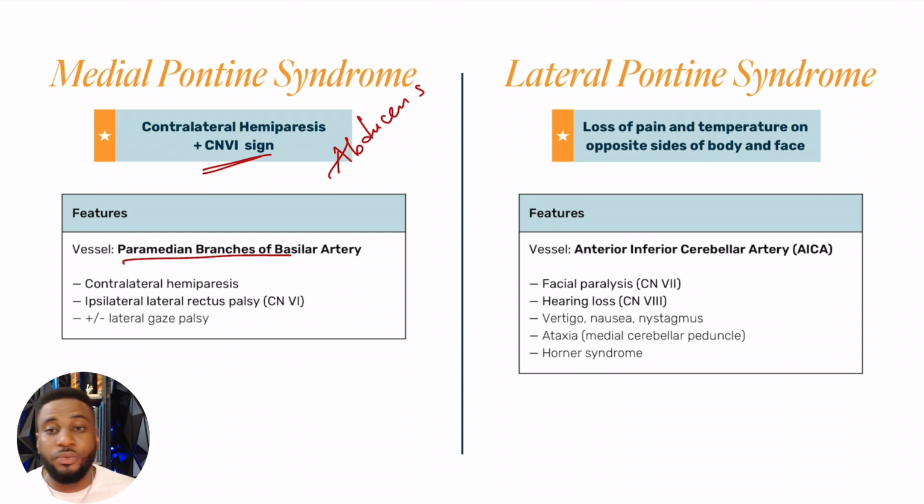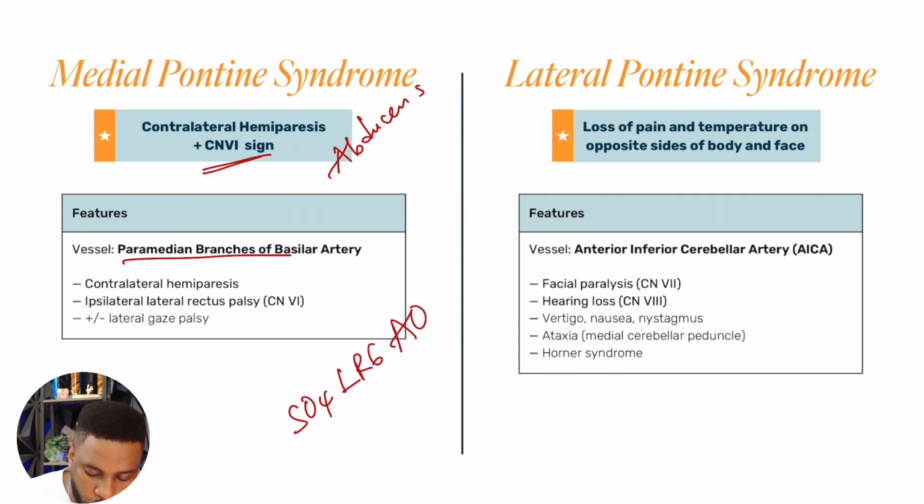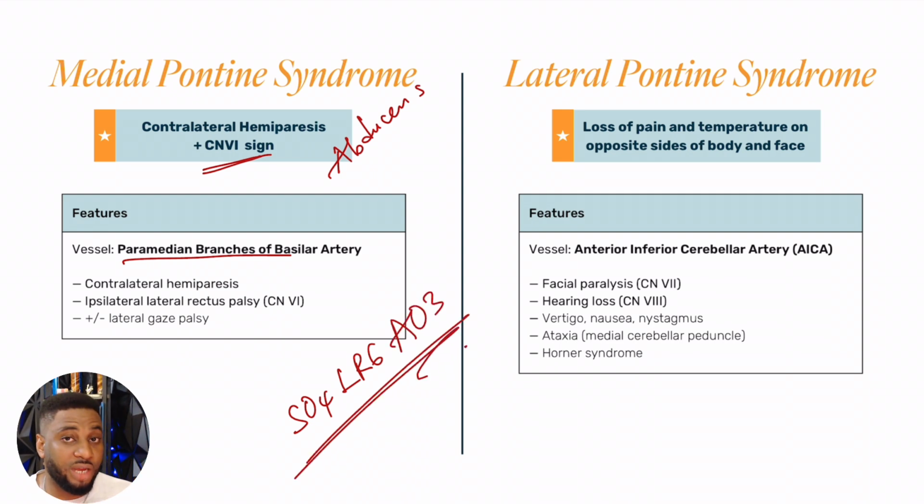And what sign will I see to know that someone has abducens nerve palsy? If you remember your SO4, LR6, all others 3, you remember that this is how you remember the nerves that innervate the muscles of the eye. SO4, superior oblique, lateral rectus, all others 3. Good. So the lateral rectus is supplied by the abducens nerve.